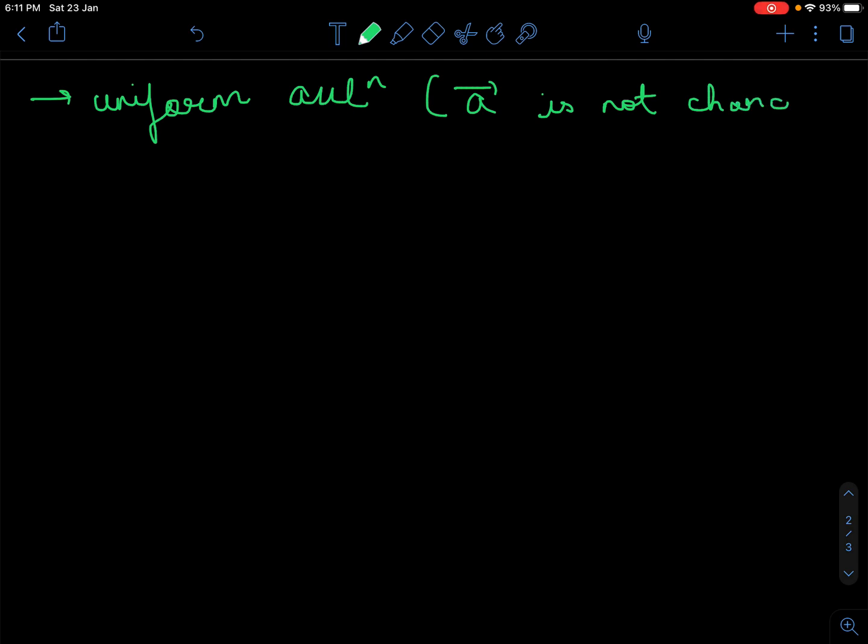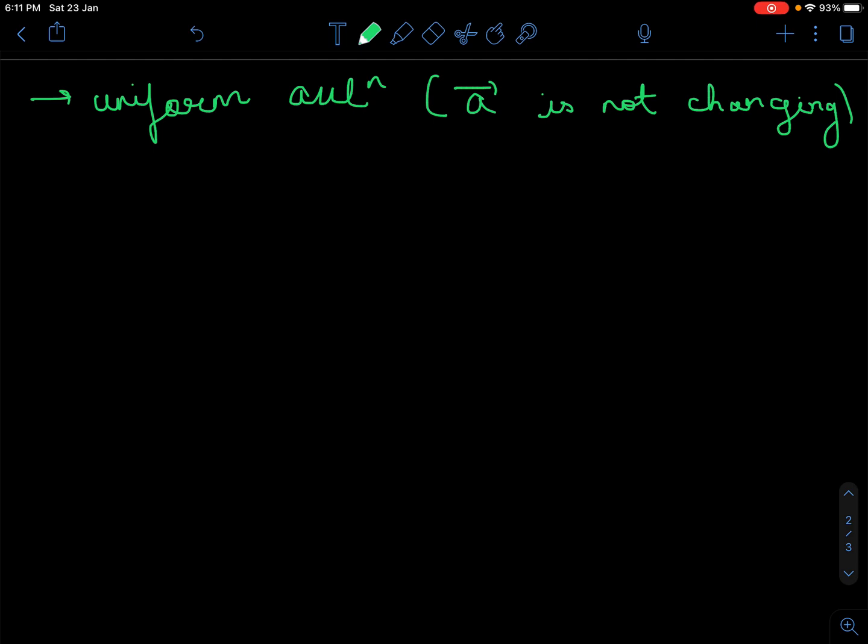So when we talk about Newton's equations of motion, we should know that here the acceleration is uniform acceleration. That means acceleration is not changing.